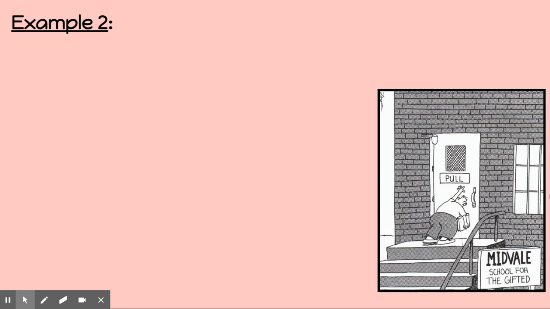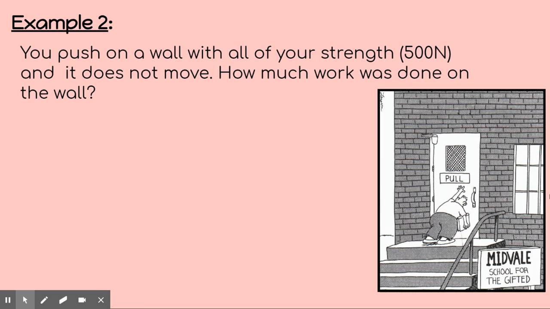So example number 2 is all about pushing on a wall, which might sound familiar because I've already talked about this. You push on a wall with all of your strength, all 500 newtons of it, but the wall doesn't move. How much work was done on the wall? Well, let's talk about this. We have work equals force times distance. If I look at all my variables, I have force at 500 newtons. I have distance at 0 meters. So I'm solving for work.